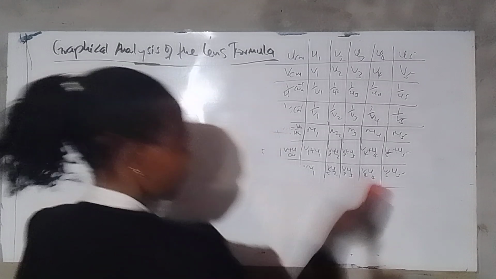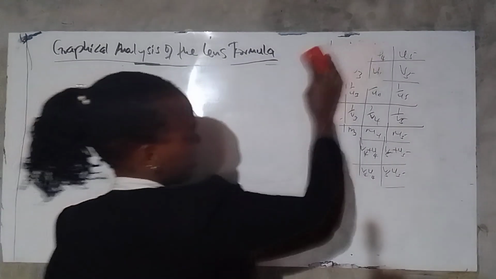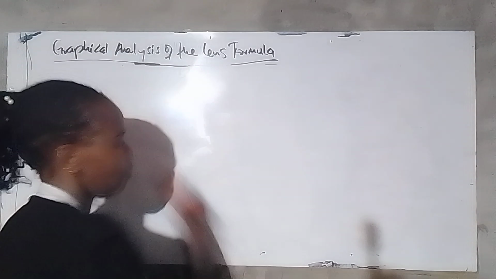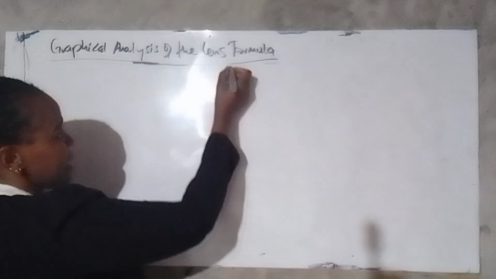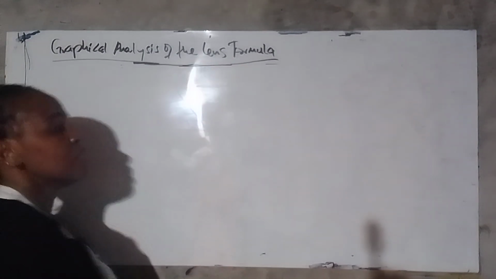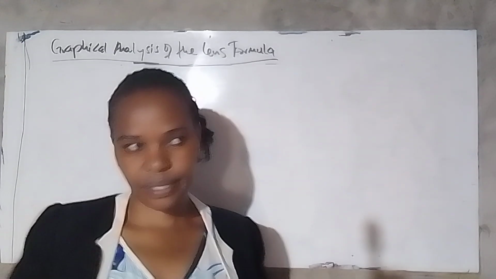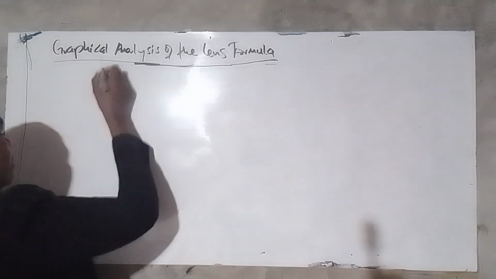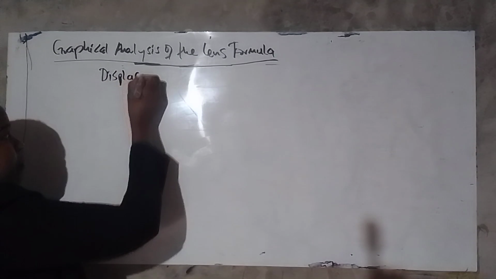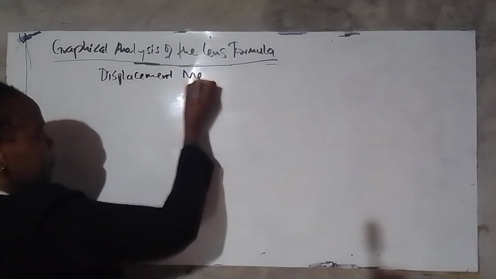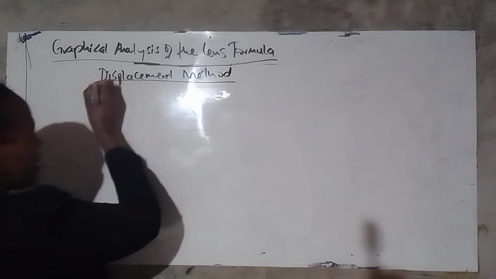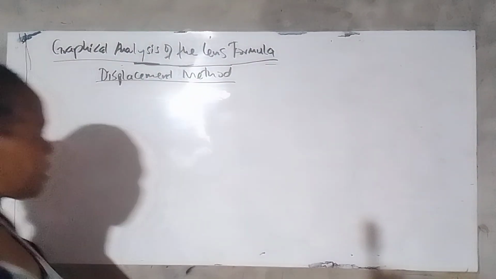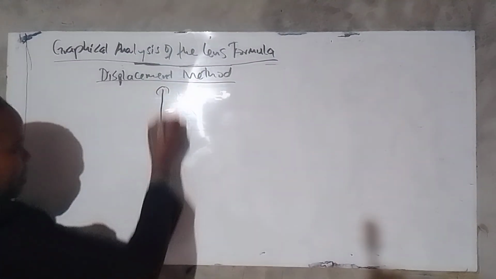Still, we are using our lens formula, we are analyzing our lens formula, and we are using it to determine the focal length of a lens. Now there's a method we call the displacement method. So we want to determine the focal length using what we call the displacement method. Now, to understand the displacement method, let me draw back my lens.